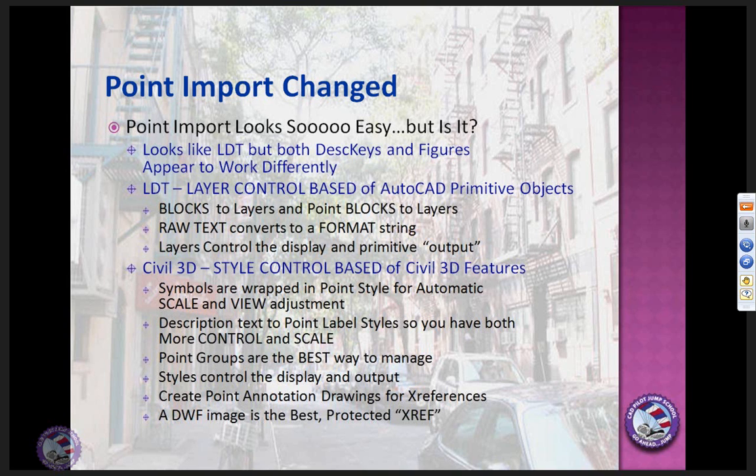Typically, the description keys are going to do the absolute symbols that you have to have, and that's going to come from the description keys. And then you're going to generalize what the other points look like with the point groups. Typically, that's the easiest thing to do. A couple of tricks here.